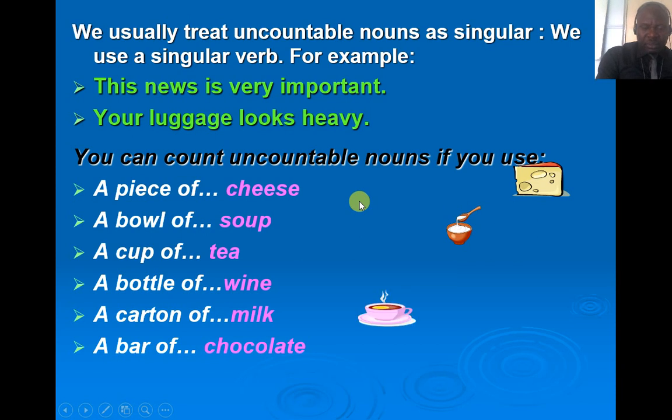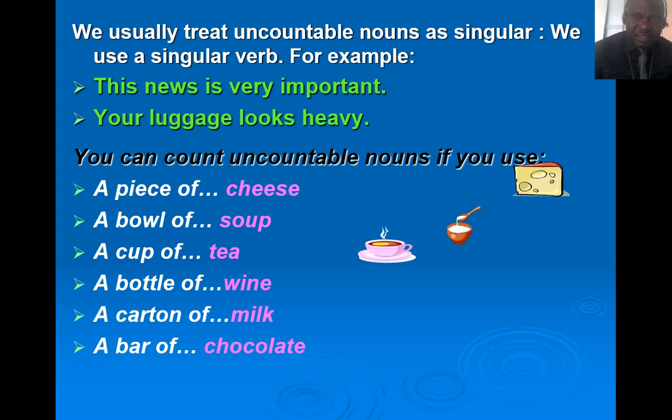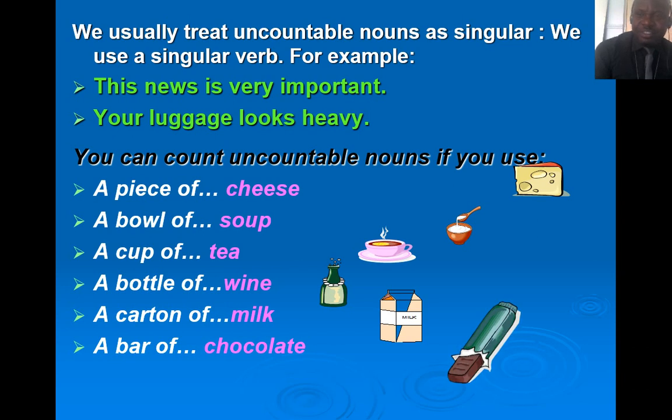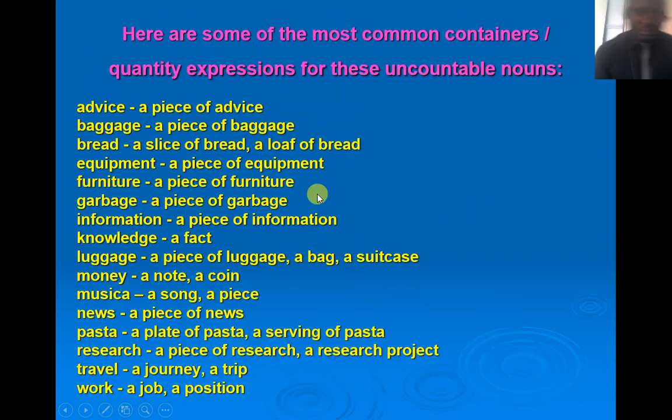Okay. What about tea? A cup of tea. Cup makes tea countable. What about wine? We have a bottle of wine. Then we have a carton of milk, a bar of chocolate. So these words here are partitives that help us to count these naturally uncountable nouns. Okay? I hope you get that.